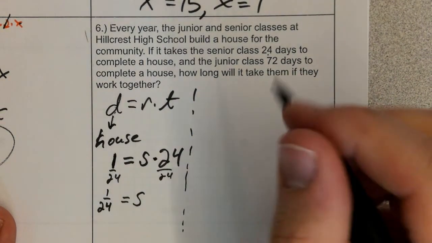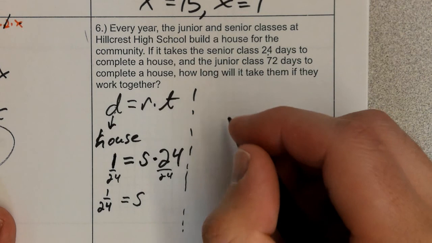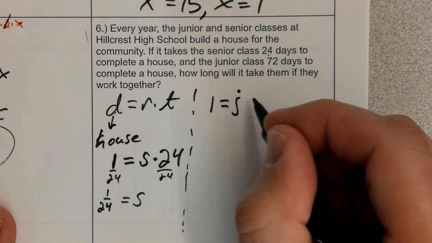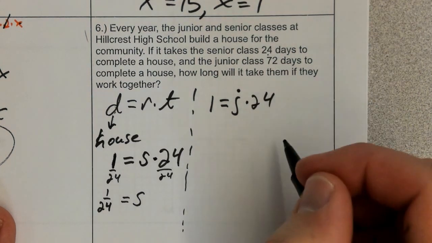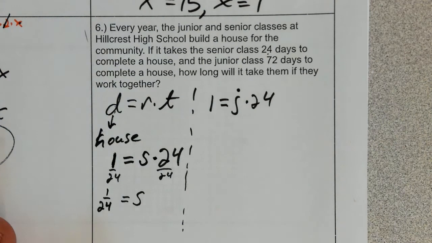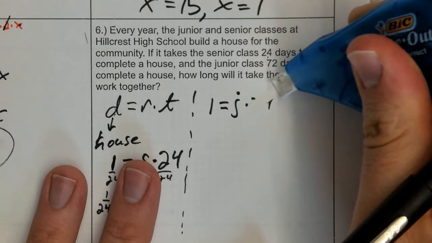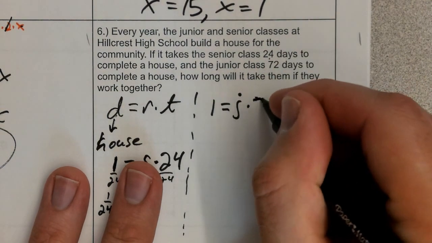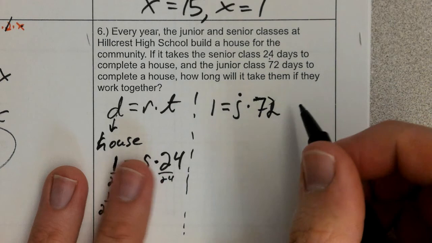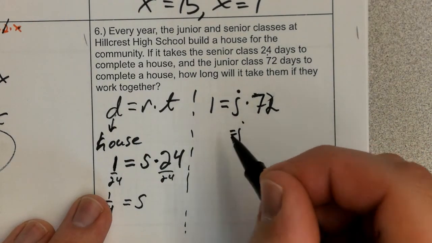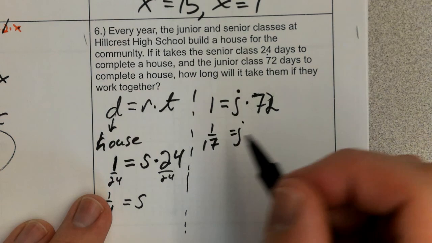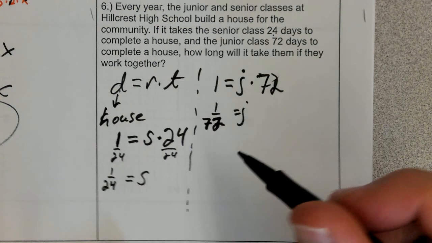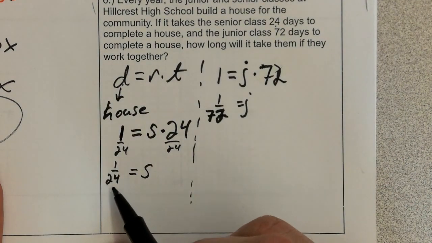We'll do the same thing for the juniors. So the juniors complete one house every 72 days. We'll call the junior rate J. That should be 72. Okay, so 72. And so J is equal to 1 over 72. All right, so I have the rate for J is 1 over 72. The rate for S is 1 over 24.